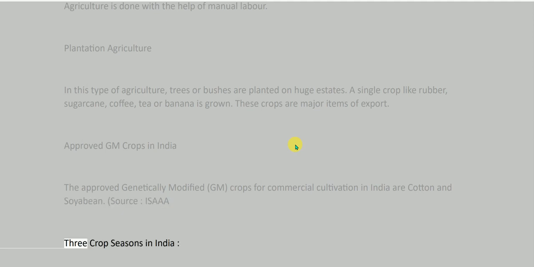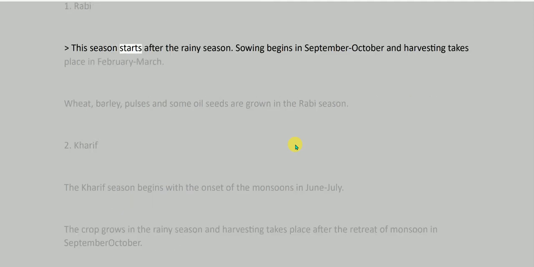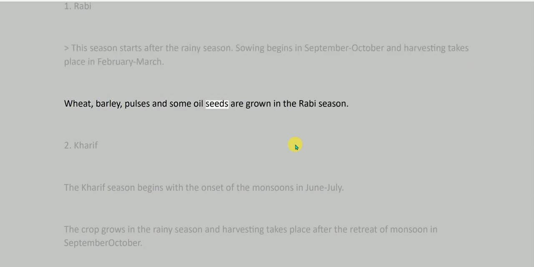Source: ISA. 3 crop seasons in India. 1 Rabi. This season starts after the rainy season. Sowing begins in September-October and harvesting takes place in February-March. Wheat, barley, pulses and some oil seeds are grown in the Rabi season.